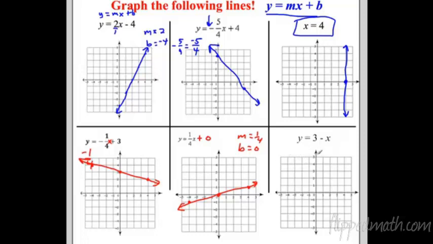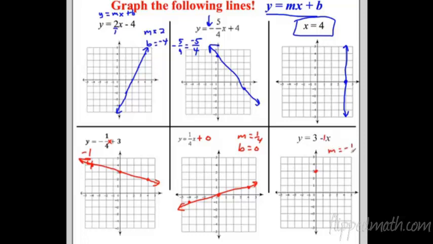And the last one, this one's kind of tricky, so I picked the bottom row, some tricky ones here. It's 3 minus x. If there's nothing written in front of x, how many x is that? Well, it's just 1x. So don't freak out. There it is, 1x. So where am I going to start in this thing? I'm going to start at b, which is 3. And then my slope is negative 1.